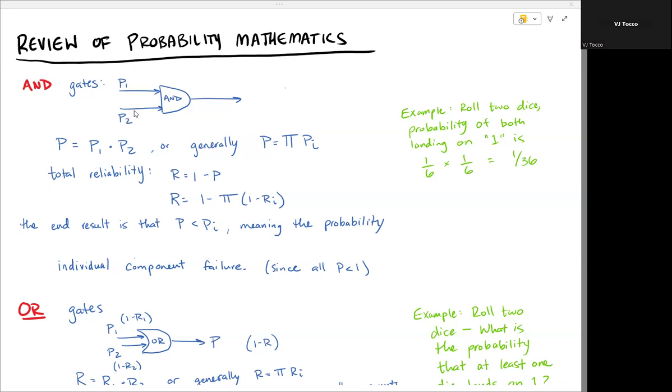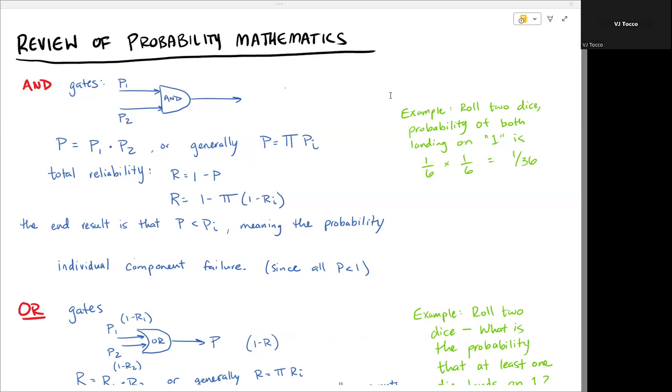And mathematically, the way that you would figure out the probability of both of these things occurring is by multiplying the independent probabilities together. The fancy math way to say this is that P is equal to pi times P sub i. So take all the independent events, you multiply them. That's what pi stands for, the multiplication of multiple things all together. And that is the probability of the entire system failing.